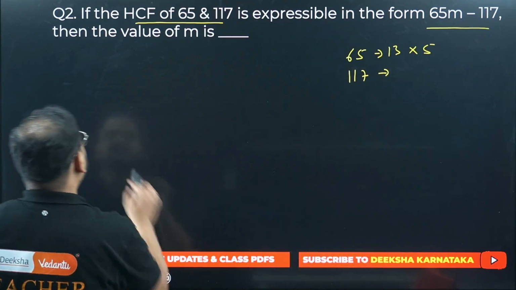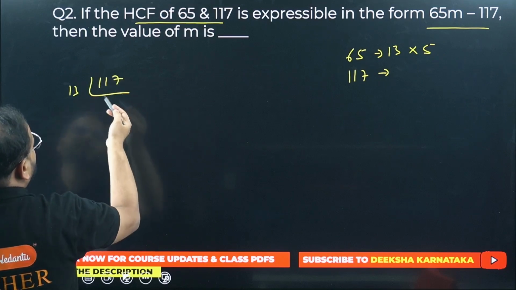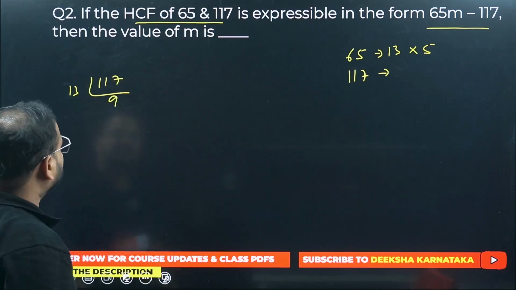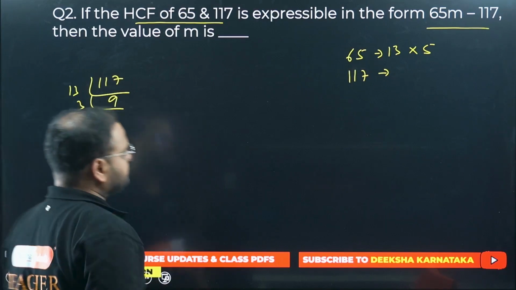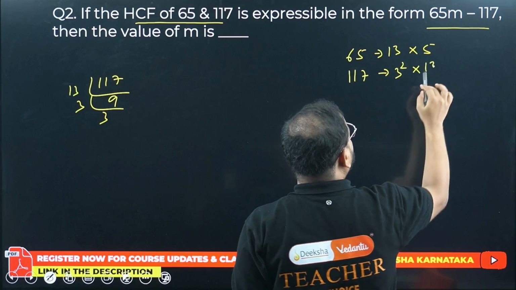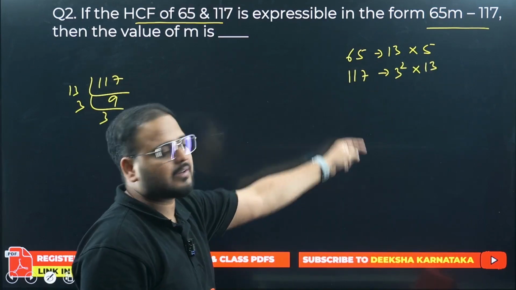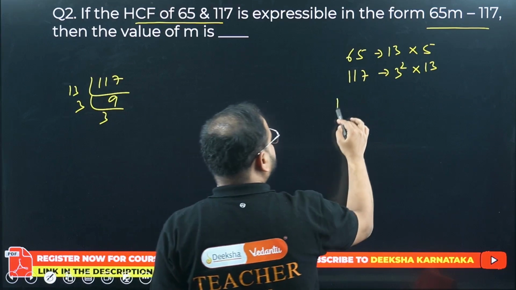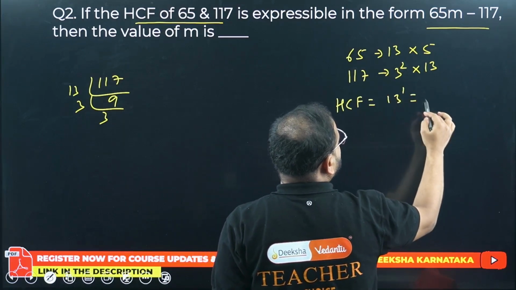Okay, so take 13. I think I'll get how many times? 9. 9 13s are 117. I get 3 times 3. So I get 3 square times 13. Okay, that's the prime factorization of 117. What's the HCF? HCF is the common factor 13 with least power, so the answer is 13.